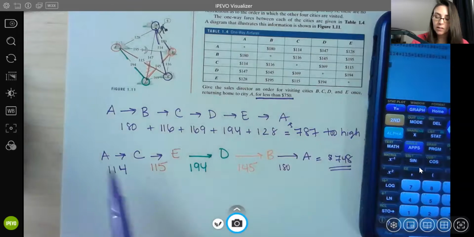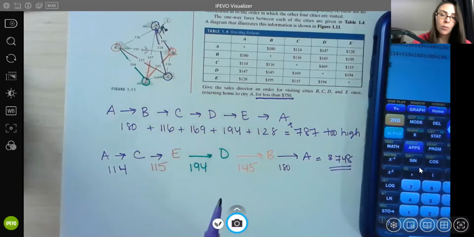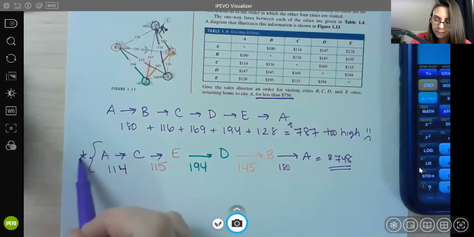flight schedule. So he's gonna start in A, go to city C, E, D, B, and then back home. It's for $748. So we're happy with that. That was his budget. We're good. So this is the combination we're going to use.